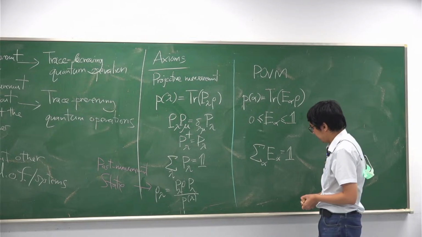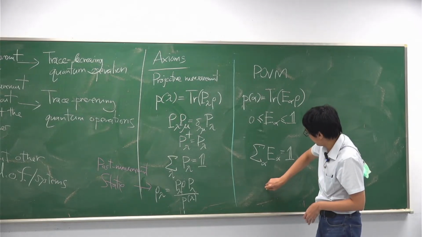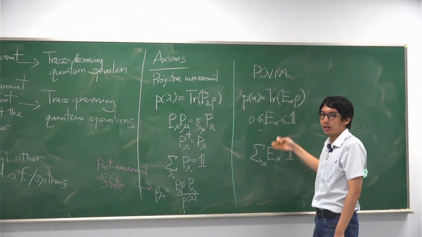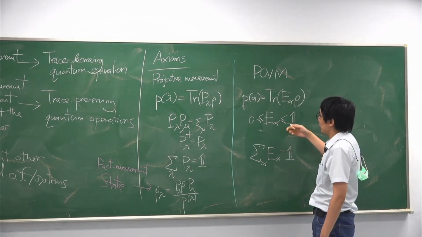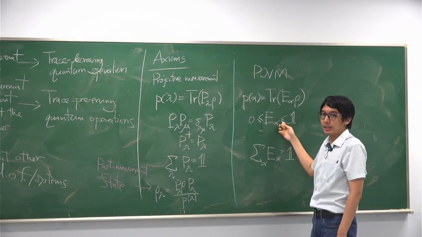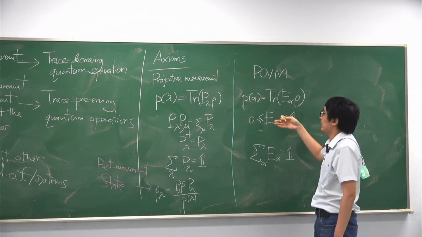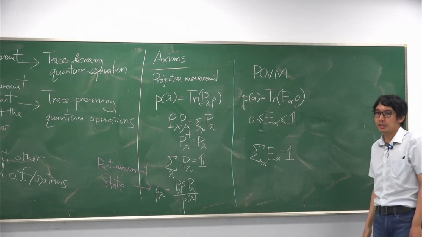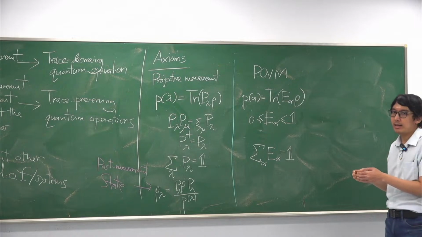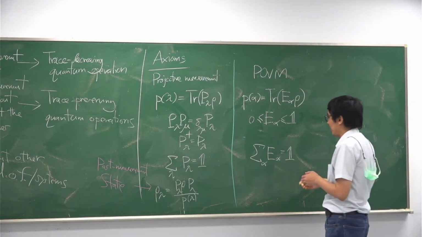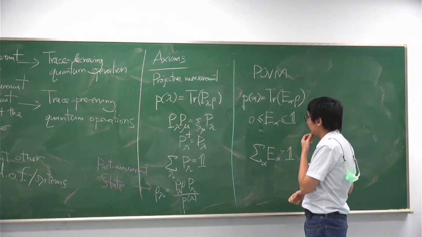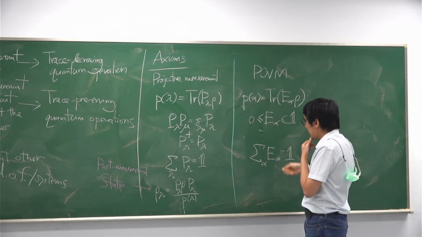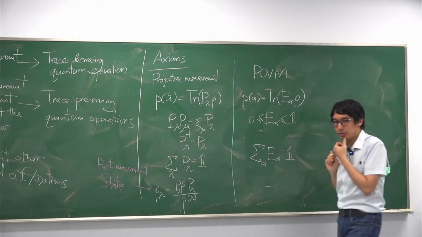And it's important to remember that these are the only constraints. So the E alpha here are often called POVM elements, and the set of them is called a POVM, which represents a measurement. A POVM represents a measurement. It gives measurement statistics according to this rule. However, it doesn't give the post-measurement state.